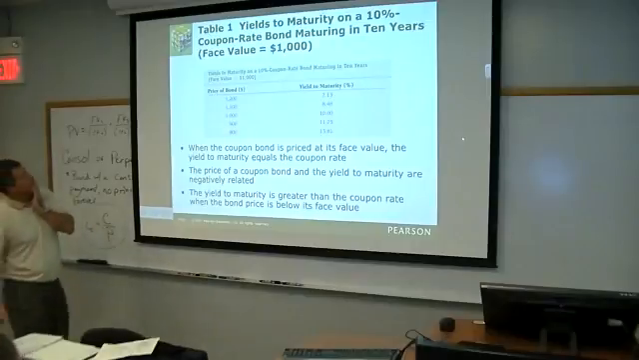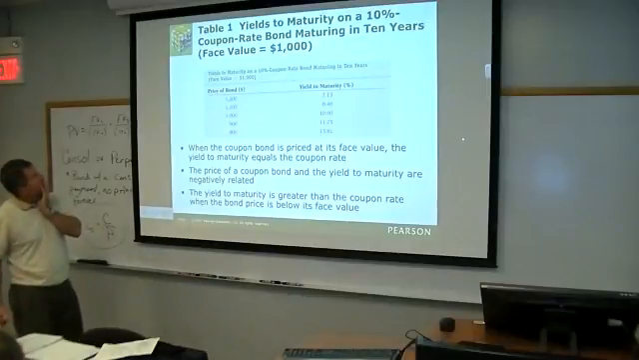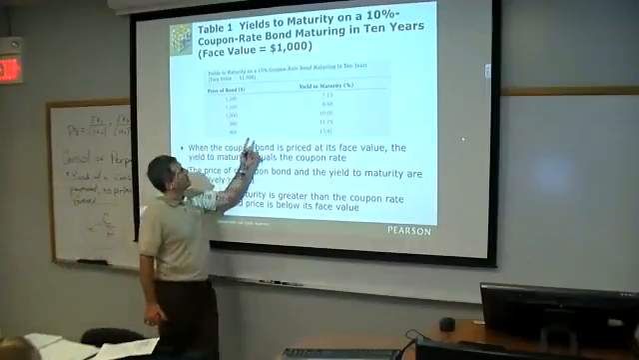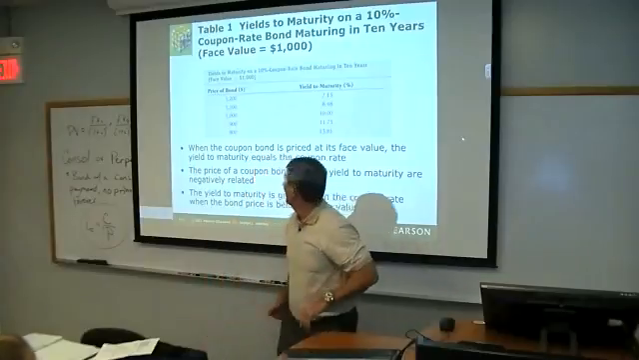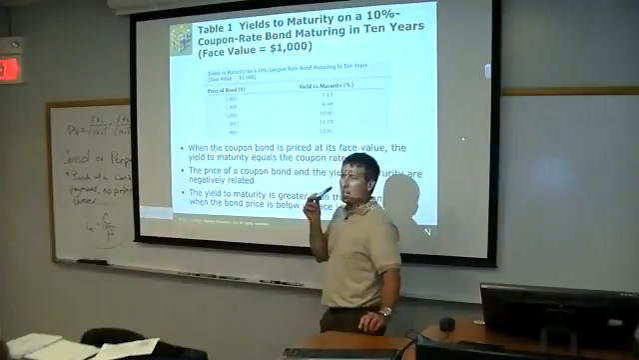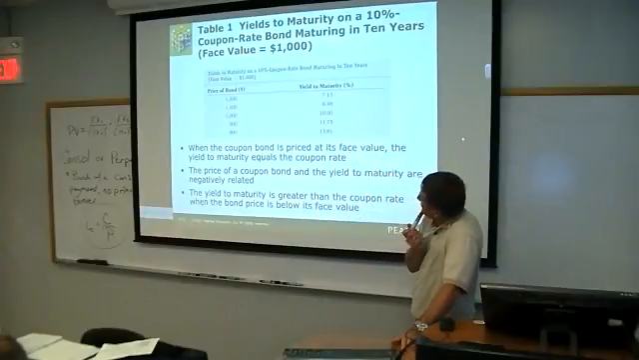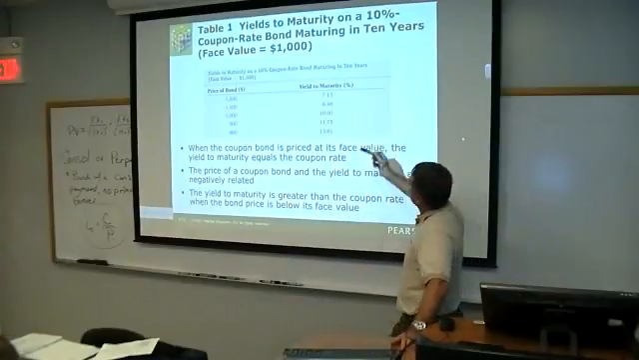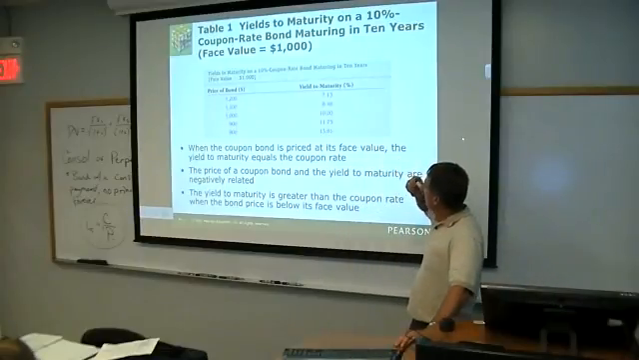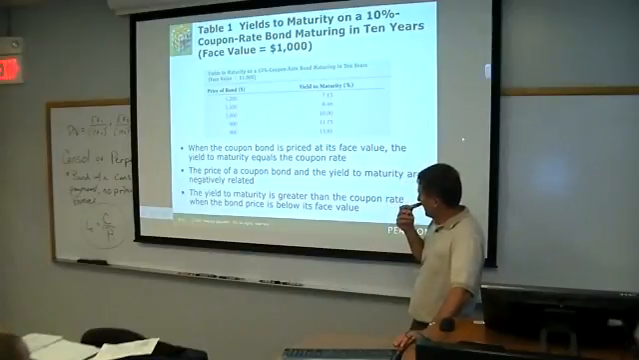So this little chart here looks at the yields to maturity on a 10% coupon rate bond maturing in 10 years. So what's going on here? Why would we think about the bond having different interest rates, which is what our yield to maturity is? So we've got the negative relationship.